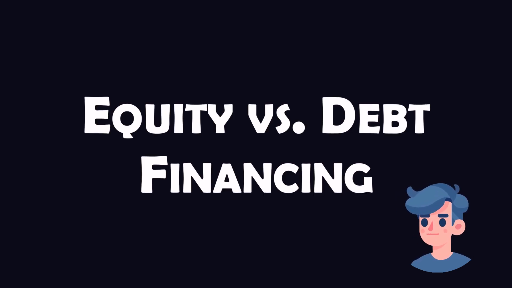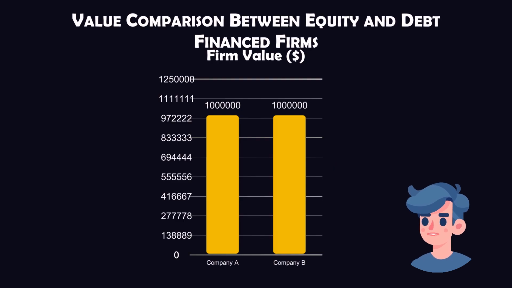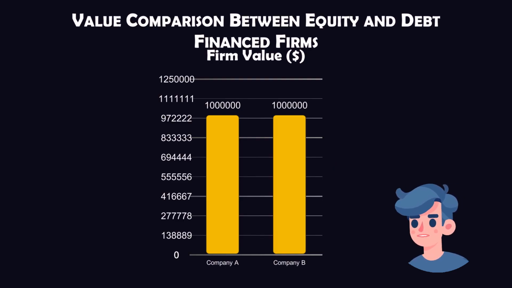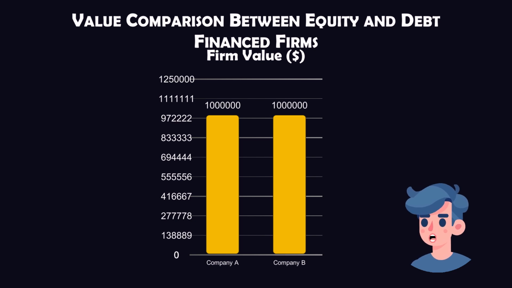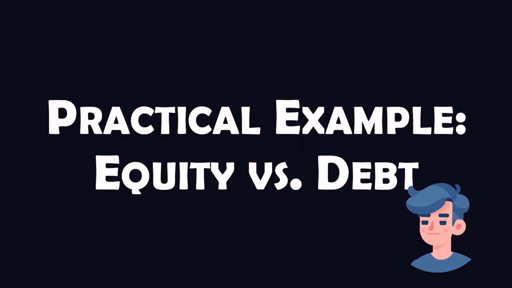To understand this better, consider two companies. Company A is financed entirely by equity, and Company B is financed by a mix of equity and debt. According to Modigliani-Miller, both companies should have the same value if we assume an efficient market with no taxes, bankruptcy costs, or asymmetric information. Let's apply this with a practical example.